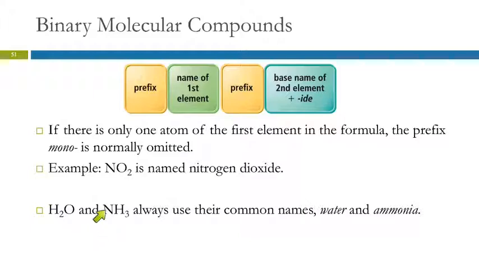And this is another one that's very common, NH3, always called ammonia. Its name should be nitrogen trihydride, but nobody ever calls it that. Okay? It's always called ammonia. So you need to know the formulas for water and ammonia. And you need to know, if I give you the formulas, that this is what they're called. Okay, so 2 exceptions.